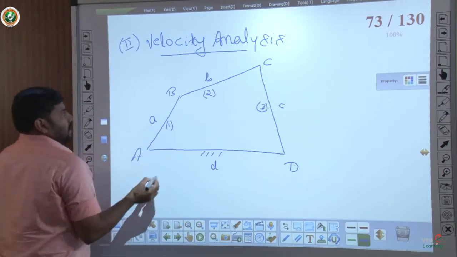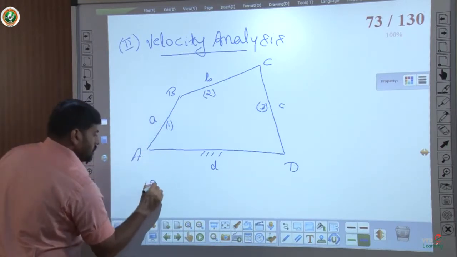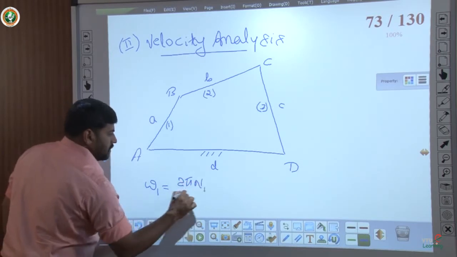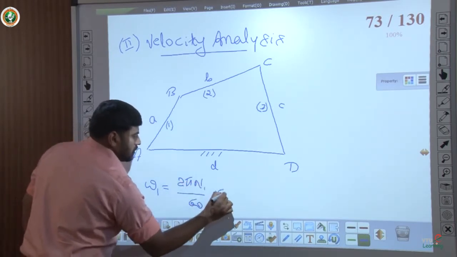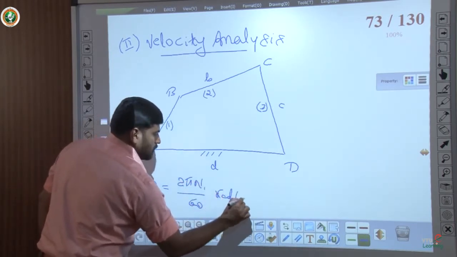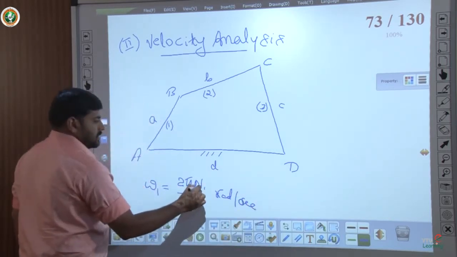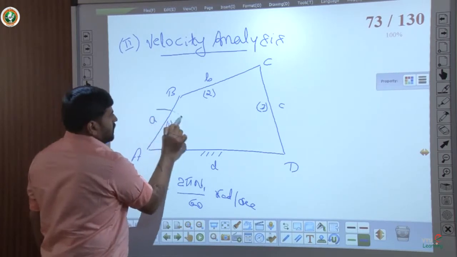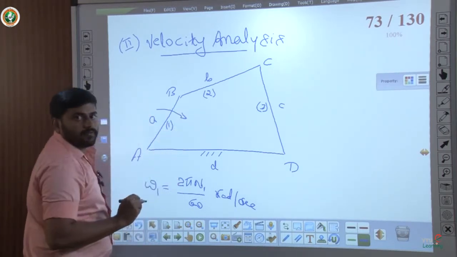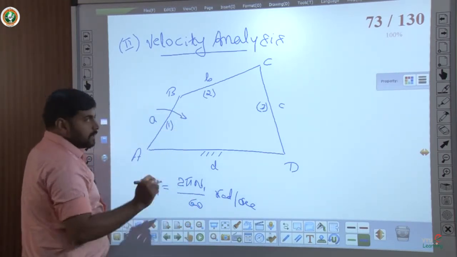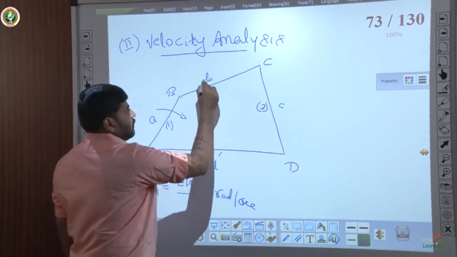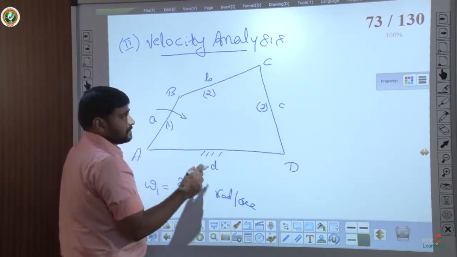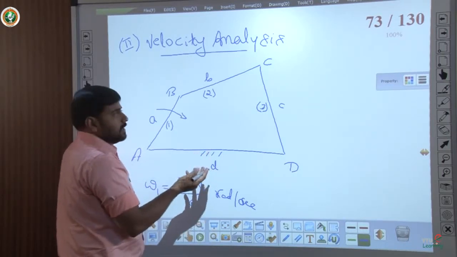Now in order to determine the velocity, we know omega 1 is given by 2 pi n1 by 60 radians per second, where n is speed in rpm for the crank. So crank rotation and its speed will be given for us. I can calculate omega 1. In today's lecture I am interested in calculating omega 2 and omega 3 and also alpha 2 and alpha 3. How to do that? It is very simple.